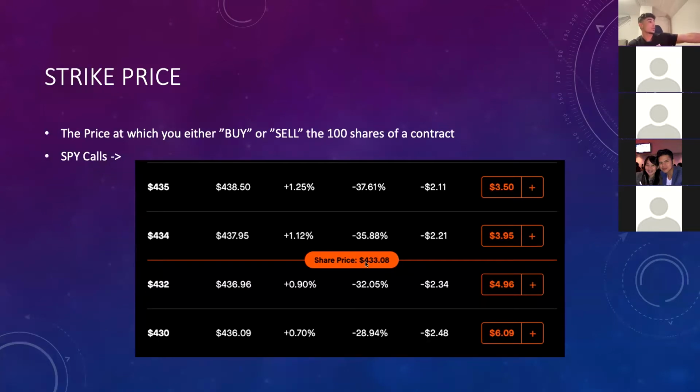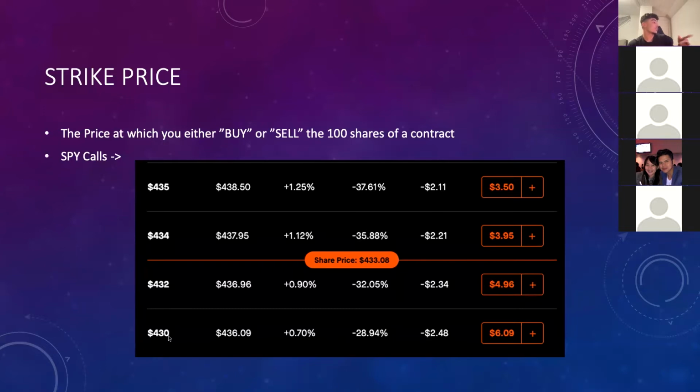That's because the current share price of SPY is $433 per share, meaning if you were to have a coupon, quote unquote, to buy SPY for $434 per share, you'd be paying less money because, as we said earlier, that is less valuable to the person possessing it.